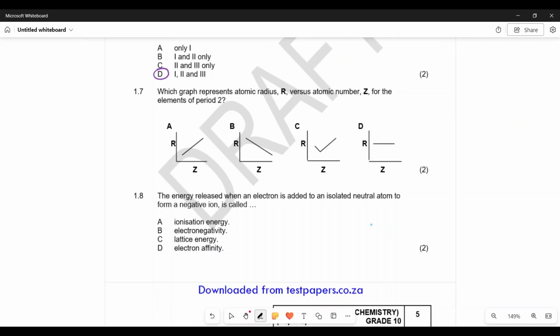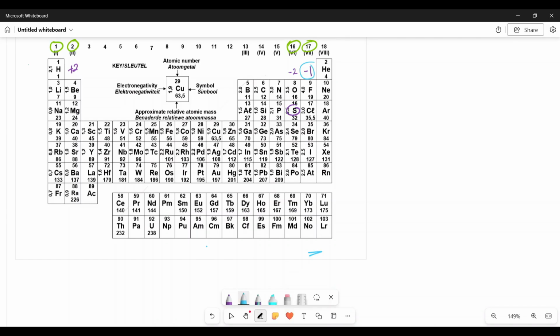1.7, which graph represents the atomic radius R versus the atomic number Z for elements of period 2? In your periodic table, the first row represents period 1, second row period 2, third row period 3, and so on. So this would be period 4. Here we're interested in period 2.